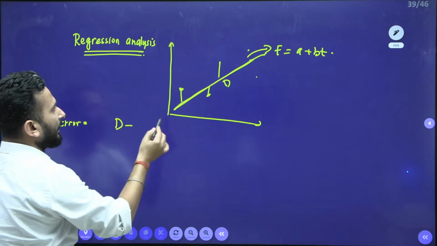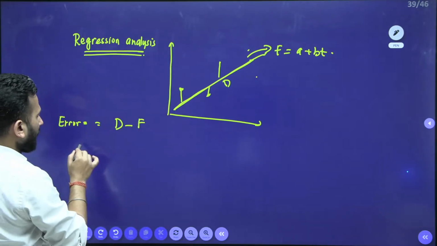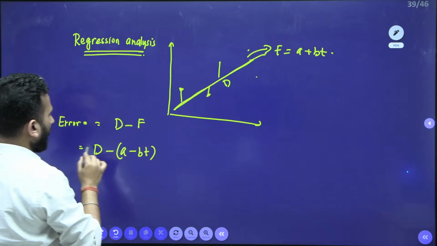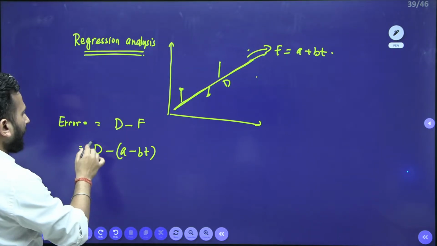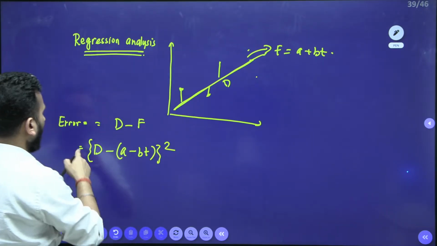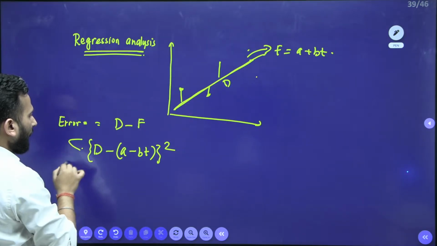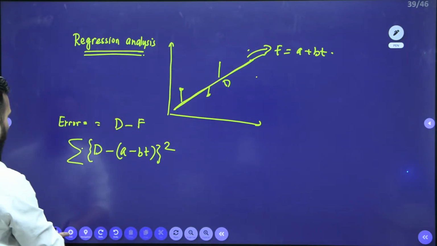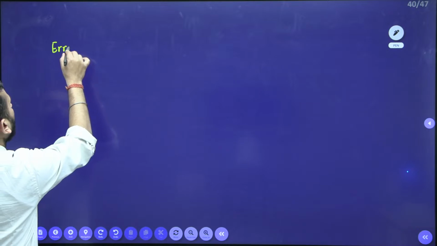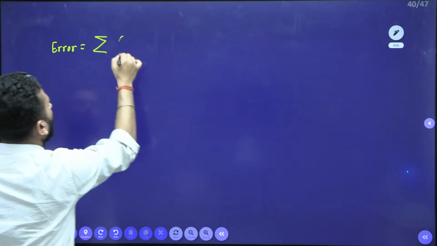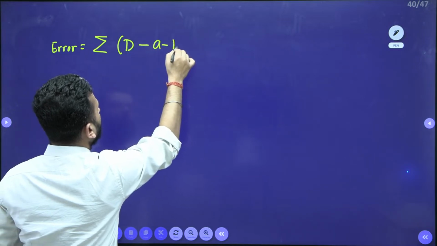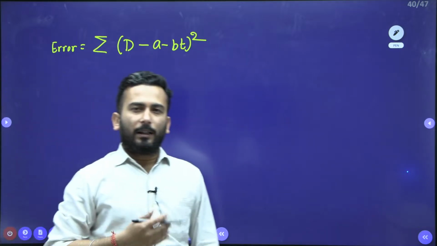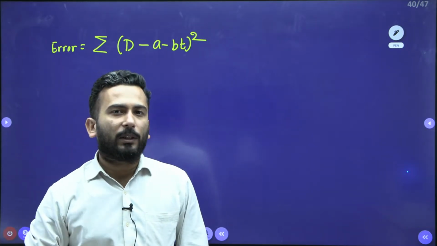Okay, so what is the error? Error is D minus the predicted forecast, D minus a minus bt. And this entire error square you have to minimize. So that means your error function is the summation of this entire error square. Now you have to find the values of a and b.